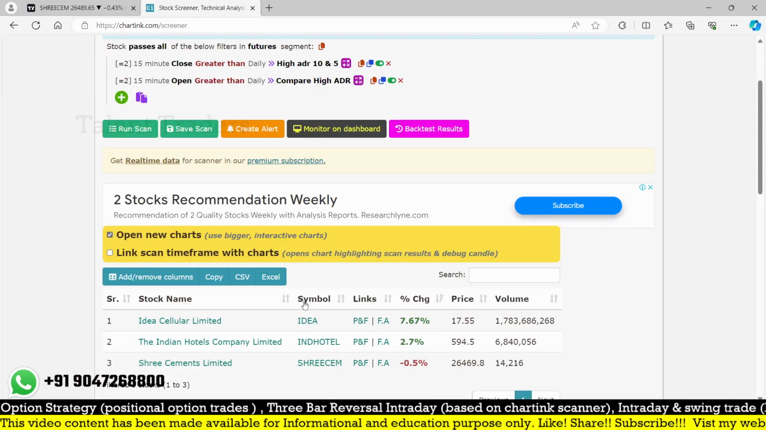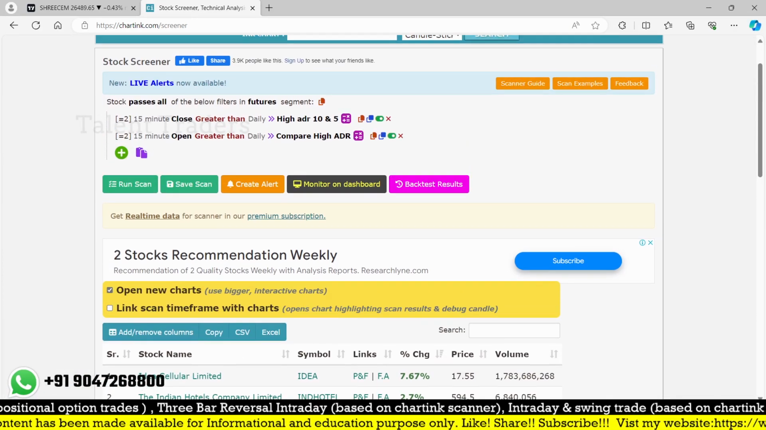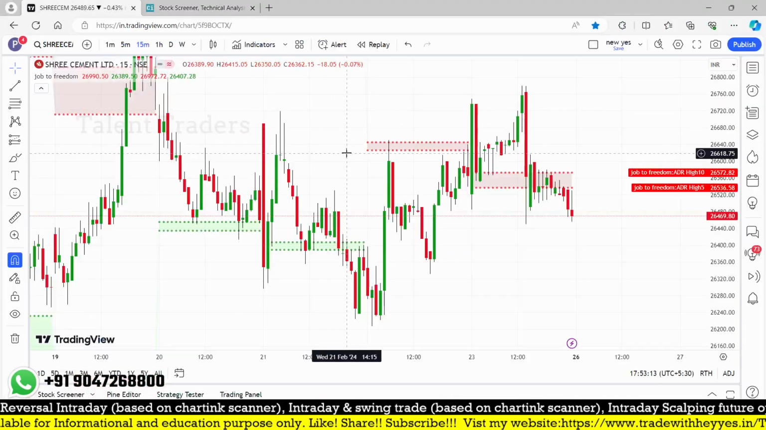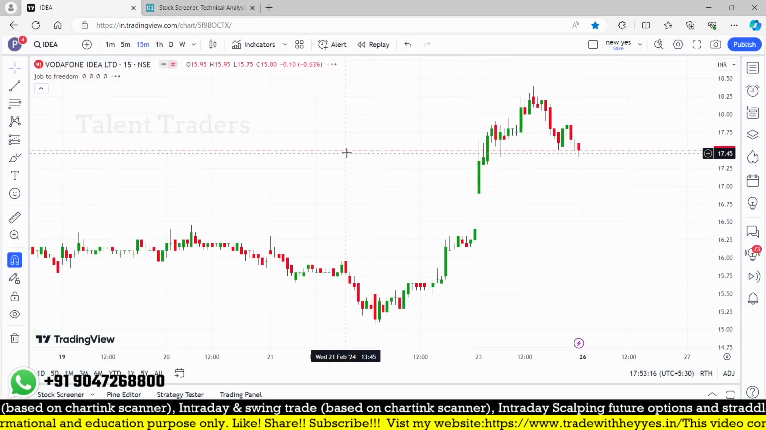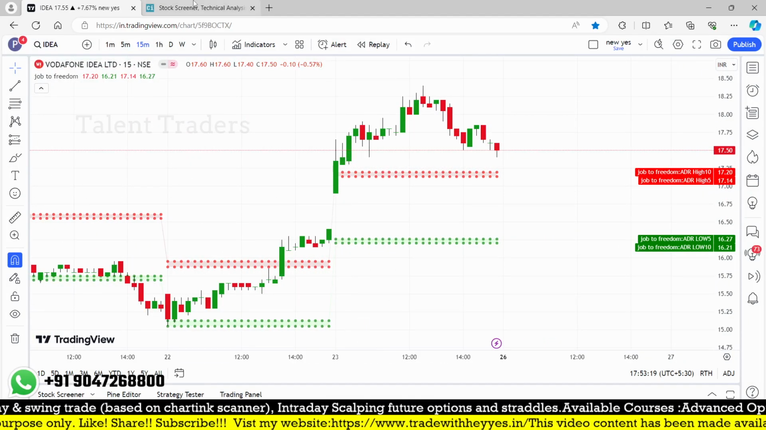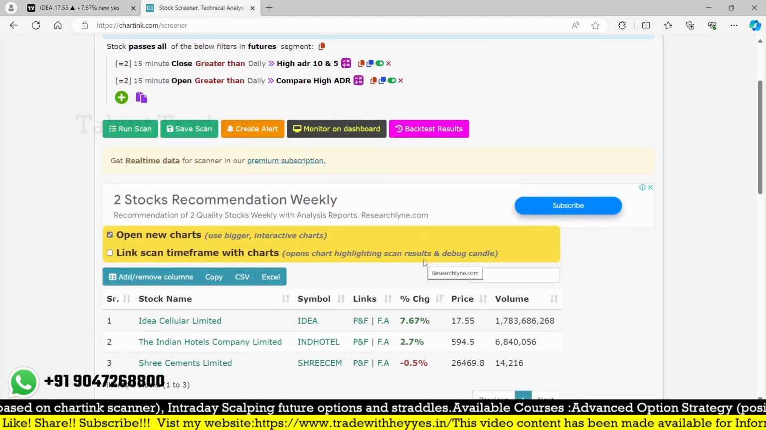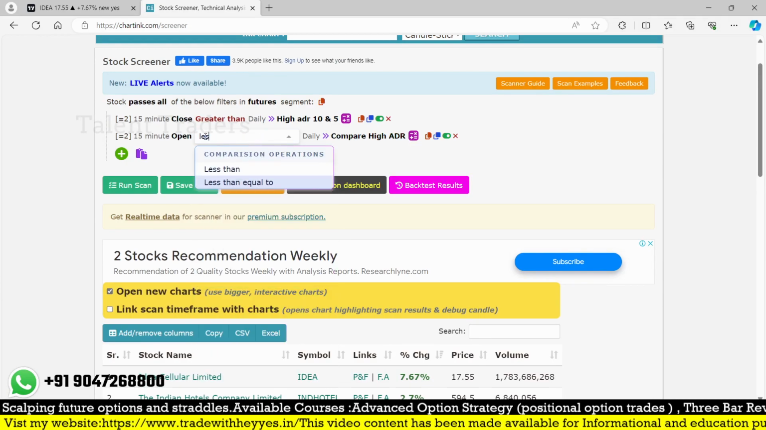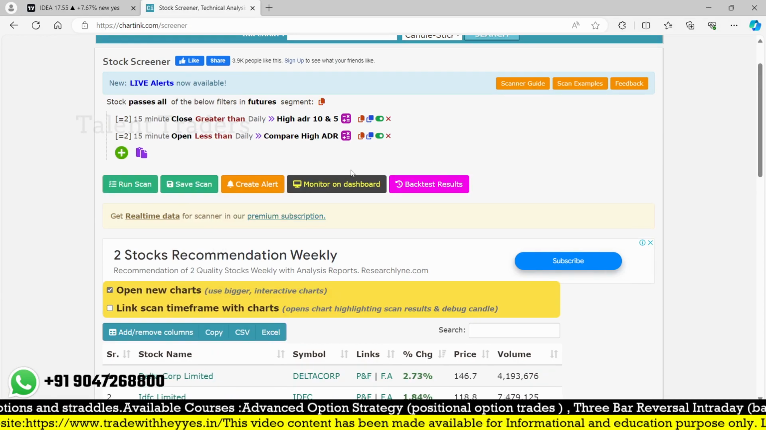IDEA also is there in the list. How did it happen? IDEA came into the list because it is happening on the first candle. So we need to check why IDEA came. The second 15 minutes open, sorry, it should be less than the higher ADR. That's the only condition, it was wrong.